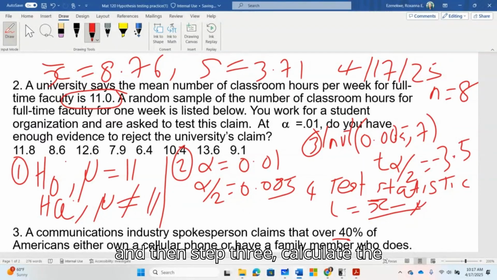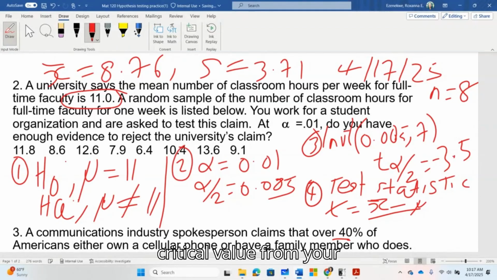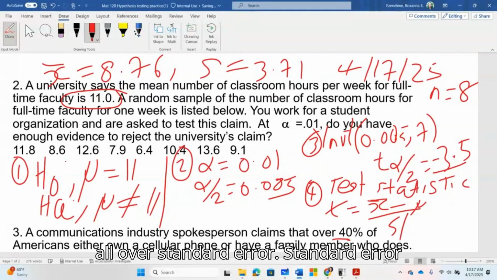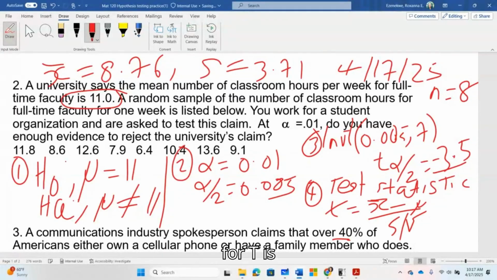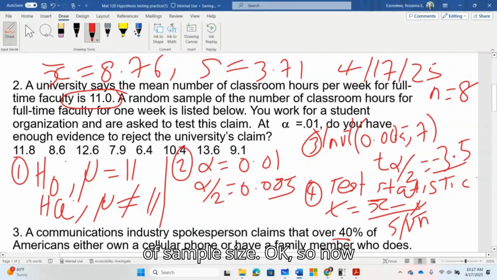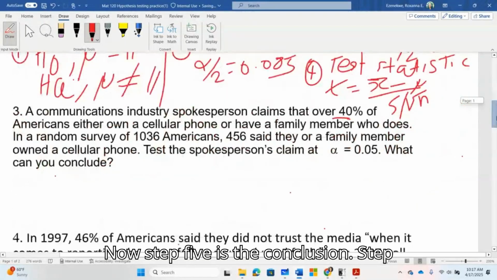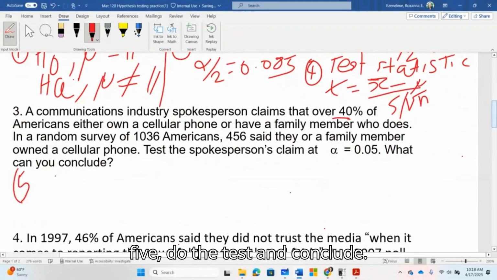Then step 3, calculate the critical value from your alpha, and we calculated that, and it is this. Then step 4, calculate the test statistic. It is the point estimate minus the mean of the population, all over the standard error. Standard error for t is s over the square root of the sample size. Okay, so now we know what we have done. Now step 5 is the conclusion.